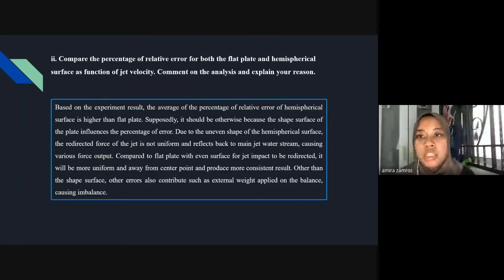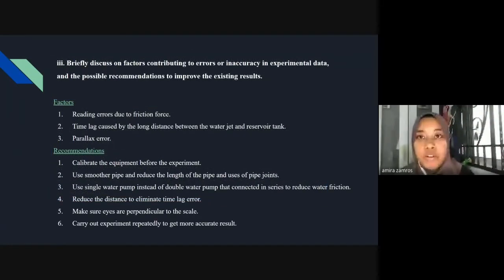Other than the shape of the surface, other errors also contribute, such as external weight applied and the balance, which causes imbalance. So the common question for discussion is to briefly discuss factors contributing to errors or inaccuracy in experimental data and the possible recommendations to improve the existing results. The factors in this experiment are reading errors due to friction force, time lag caused by the long distance between the water jet and reservoir tank, and as usual, parallax error.